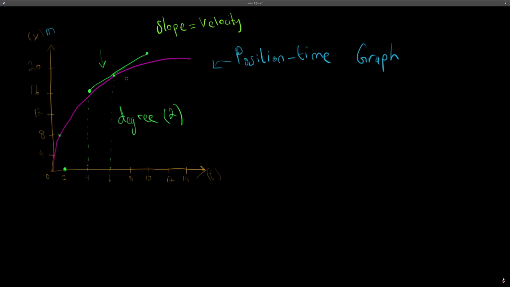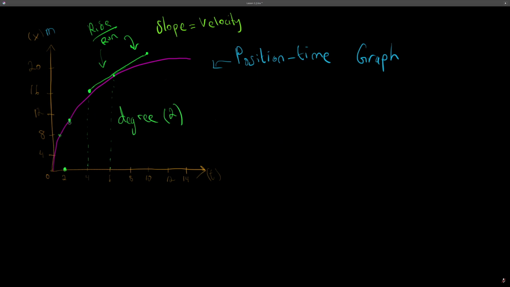And then we simply calculate rise over run, and we can find the average velocity of this curved line, or of this object that's slowing down. Now, what you should know is that the more vertical the line is, the faster the object is going.